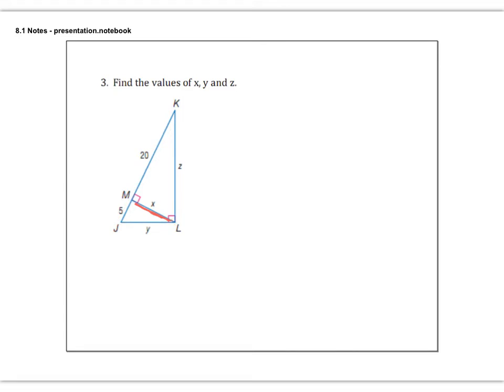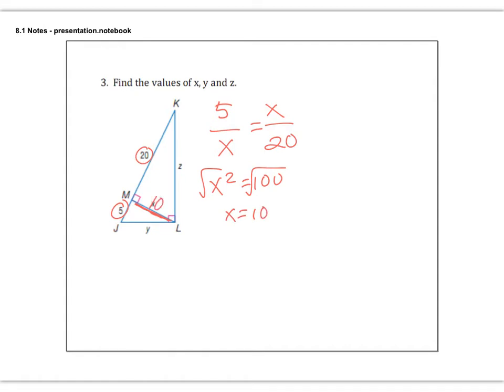And so X will be the geometric mean between 5 and 20. So you start out like this. You go 5 over X equals X over 20. Then you're going to cross multiply, so you get X squared equals 100. Take the square root, X equals 10. Cool, now we have X equals 10.